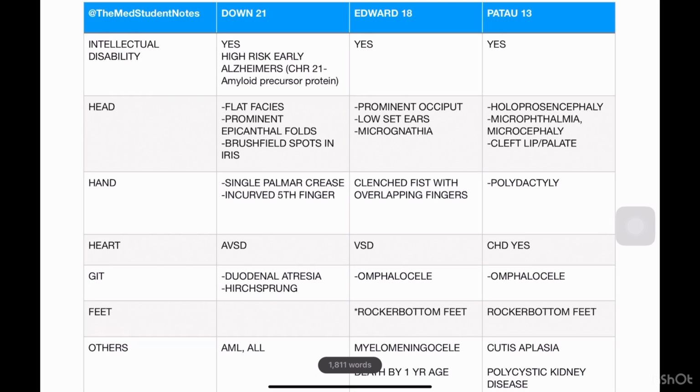In addition, Down syndrome patients will have a high risk of getting early onset Alzheimer's because they have an additional copy of chromosome 21, which codes for the amyloid precursor protein. And the accumulation of this plays a role in the pathogenesis of Alzheimer's.